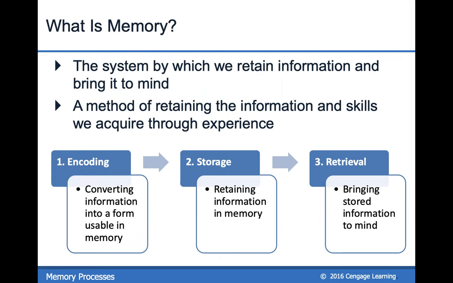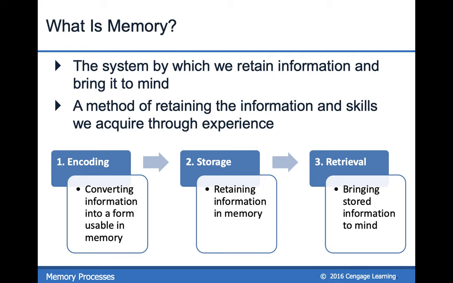So overall, our memory system is a system by which we retain information and bring it to mind. And it's a method for retaining information and skills that we acquire through experience. So we talked about conditioning in the last chapter. These are some of the skills that we will acquire, and our brain has to hold on to that, and that's this memory system. And it goes from encoding to storage to retrieval.